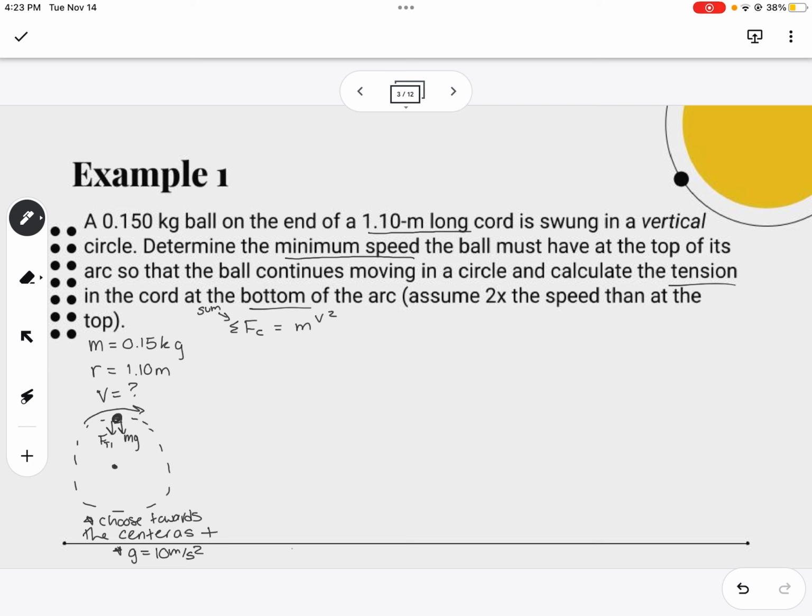Okay, so what I'm saying is anytime I have a force that's pointing towards the center of my circle, I'm going to say it's positive. If it's pointing away from the center of my circle, I'm going to say it's negative, okay? That is the convention that I am choosing. I'm going to be consistent with it throughout the whole problem.